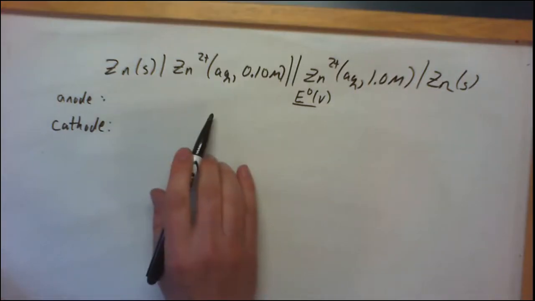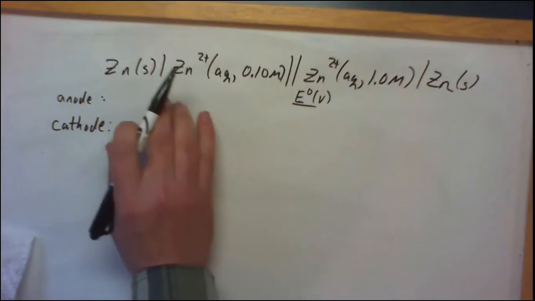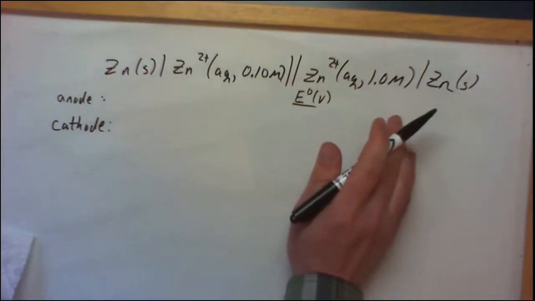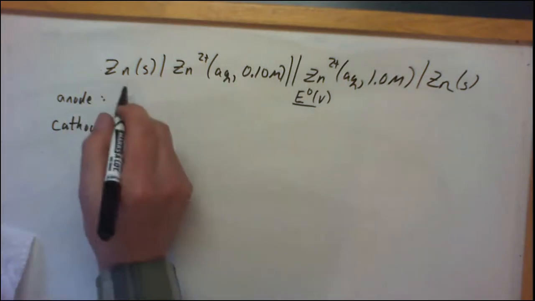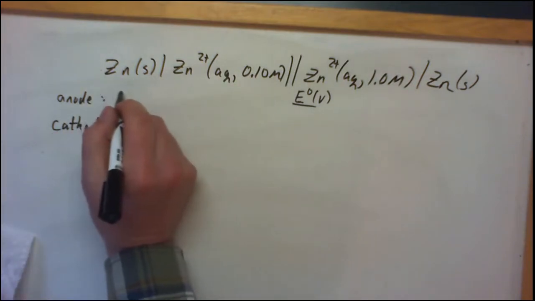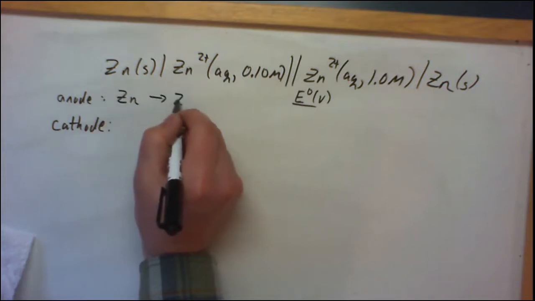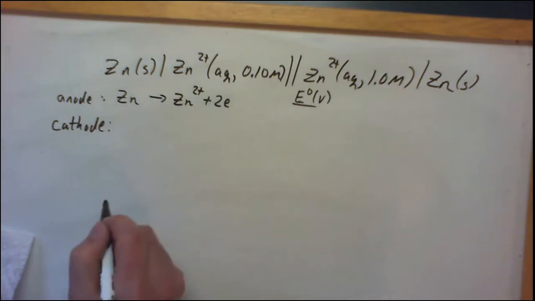So we have our shorthand notation. We first need to interpret the shorthand notation to determine what is being oxidized and what's being reduced. In other words, what's occurring at the anode and what's occurring at the cathode. Recall that in the shorthand notation, the convention is to always describe the anode first, followed by the cathode. The anode is where oxidation occurs, so the oxidation process would be zinc being oxidized to zinc 2+, losing 2 electrons.